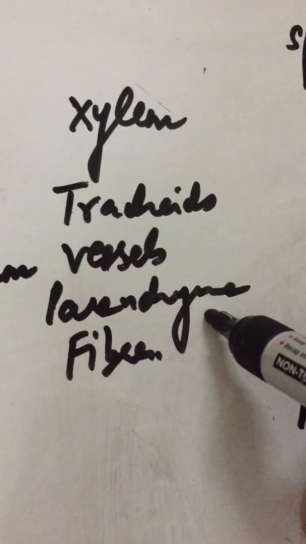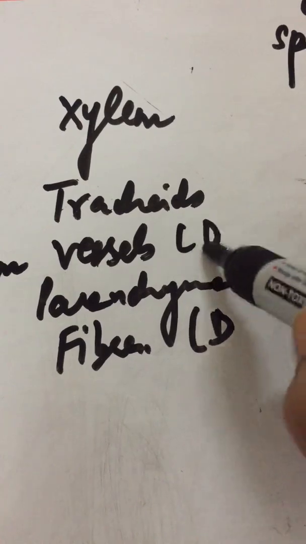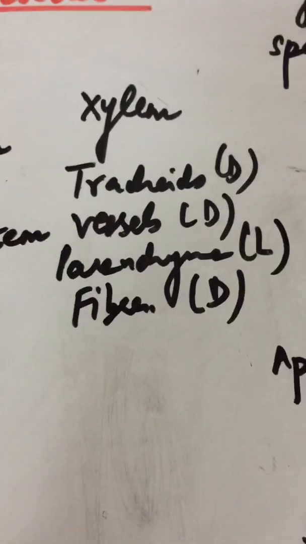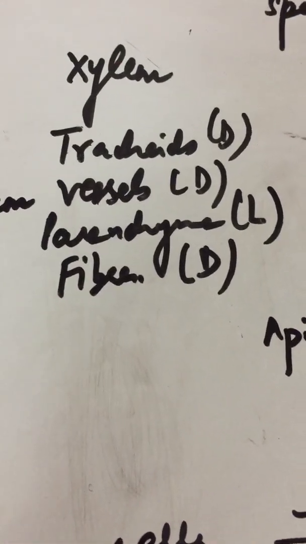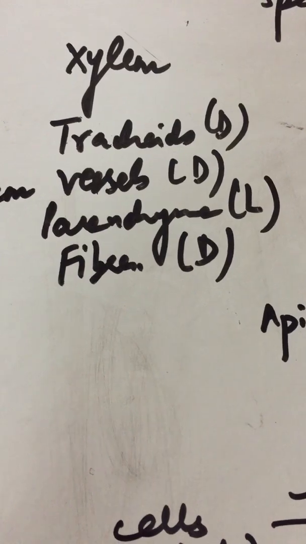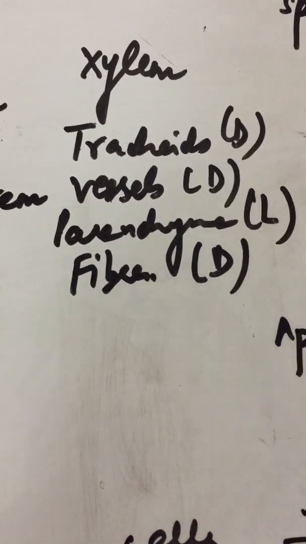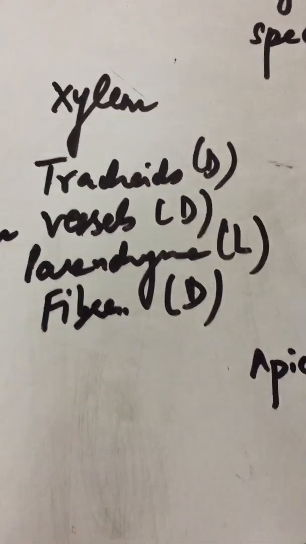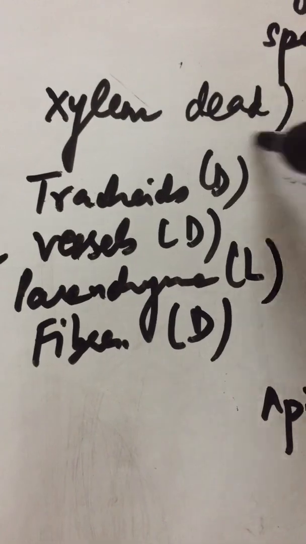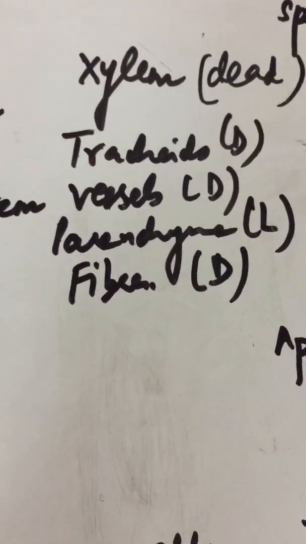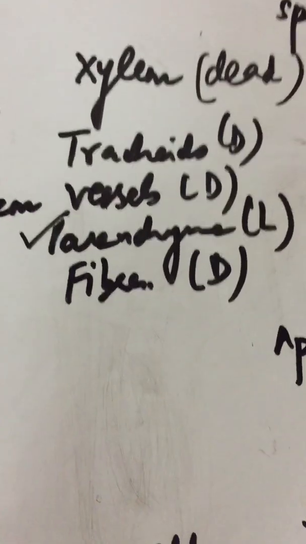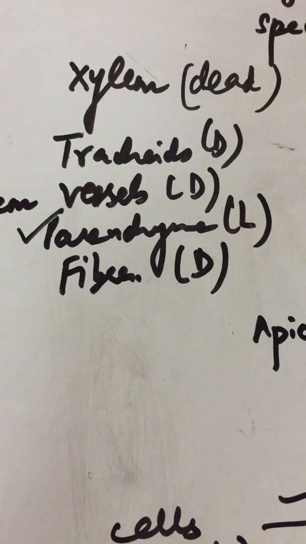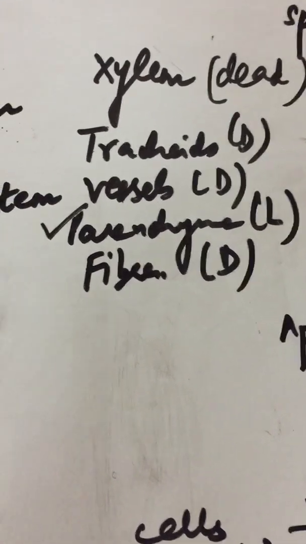Tracheids, vessels and fibers are all dead at maturity. They are all dead. Whereas parenchyma is the only living component of xylem. Tracheids and vessels help the xylem to conduct water and minerals. Fibers provide mechanical strength, and parenchyma is storing food. So basically, xylem is a dead tissue composed of these 4 elements, having only one living component, and that is xylem parenchyma, and its function is to conduct water and minerals in a plant from root to upper parts.